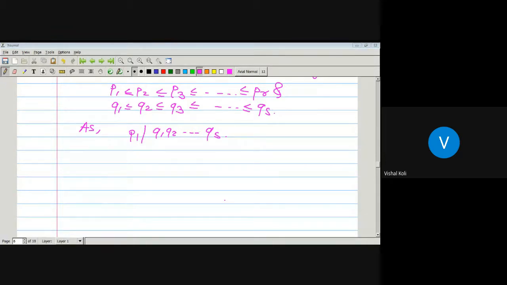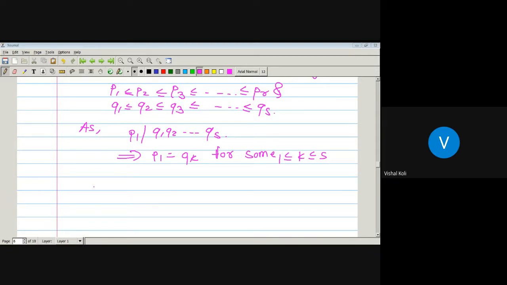Whenever P is a prime and Q1, Q2, up to so on Qn are again all primes, then P must be equal to Qk for some positive integer k. So as here, P1 divides Q1, Q2, up to so on QS, which implies P1 is equal to Qk for some k that lies between 1 to s. Okay, so P1 is equal to Qk.